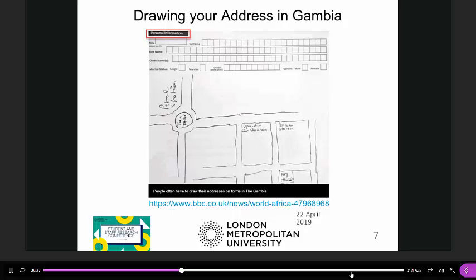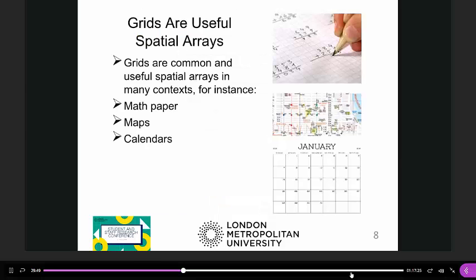This is not a self-understanding development, because there are parts of the world where this spatial axis system is not so systematic. So you have to draw your address because there are no house numbers. But grids are very useful in spatial arrays.